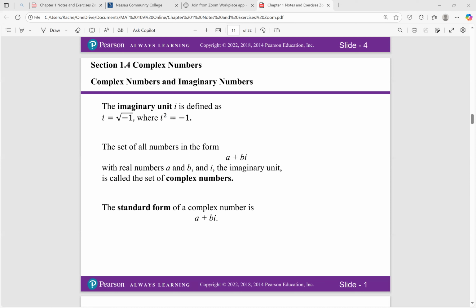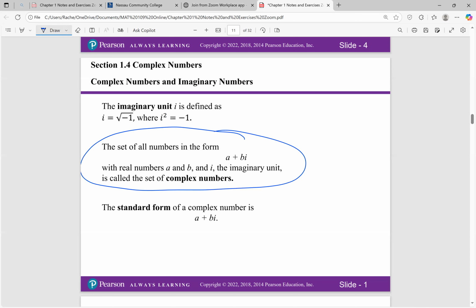Now we can write an imaginary number. Well, let me back up for a minute. Let's look at this definition right here. It says the set of all numbers in the form a plus bi with real numbers a and b, and i, the imaginary unit, is called the set of complex numbers. So think of a complex number as having a real part and an imaginary part. The a and the b are real numbers. And remember, i is the imaginary unit.